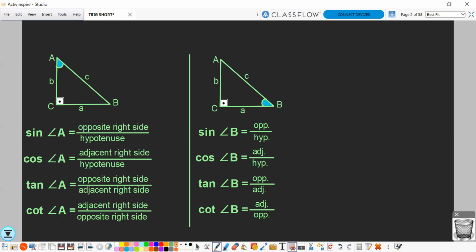Anyway, if we write the ratios in this triangle, this was the hypotenuse. Where I'm looking for angle A, opposite of it is A, and hypotenuse in this triangle is C. And adjacent of angle A in this triangle is B, and hypotenuse is C. Tangent is opposite over adjacent: opposite of it is A, adjacent of it is B.